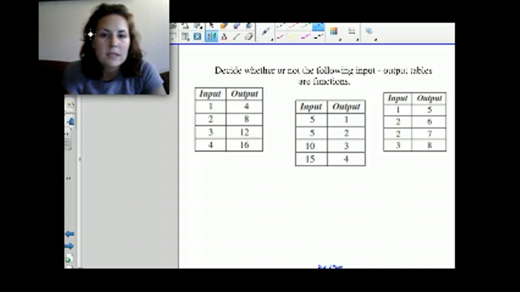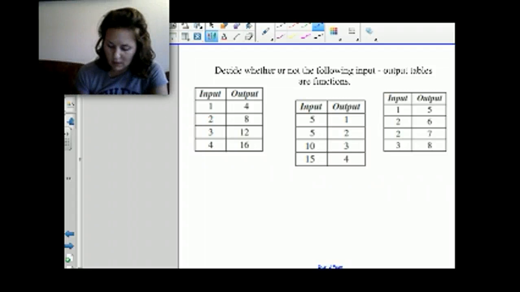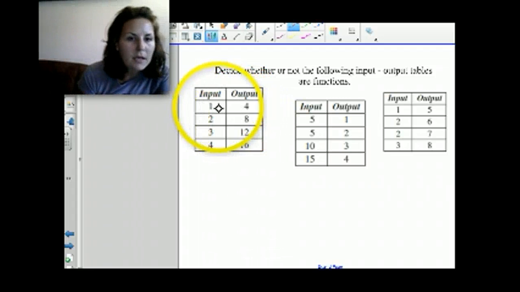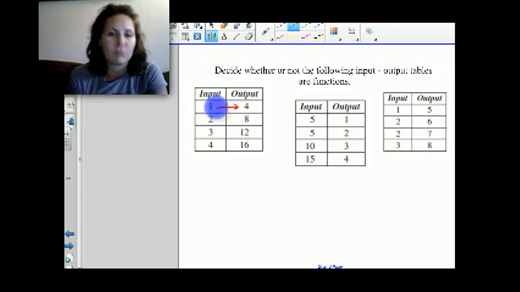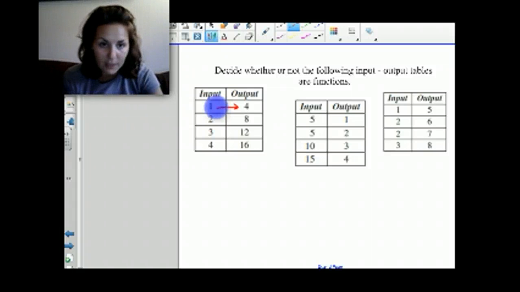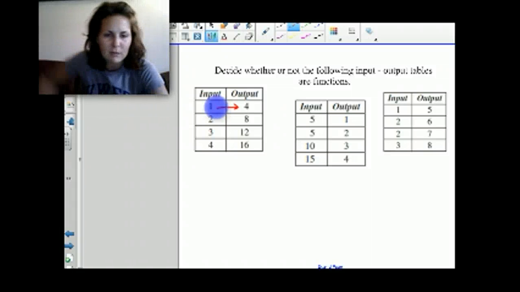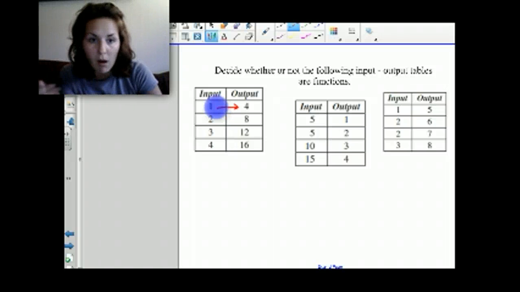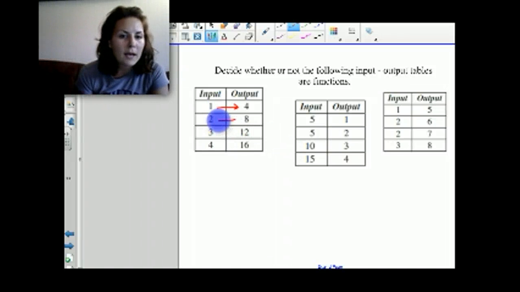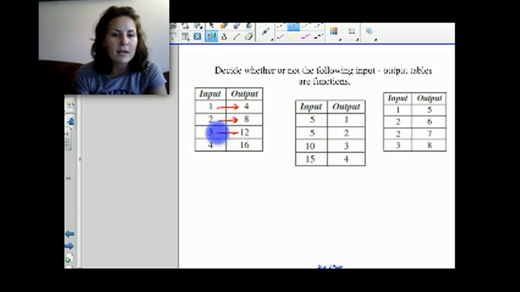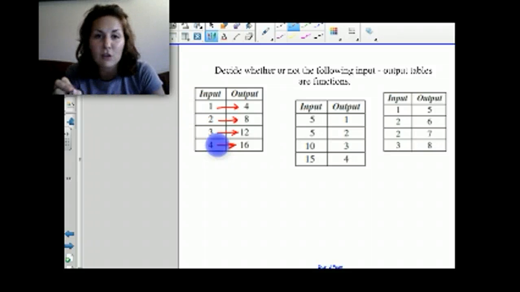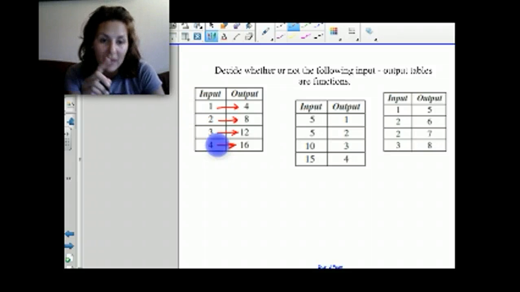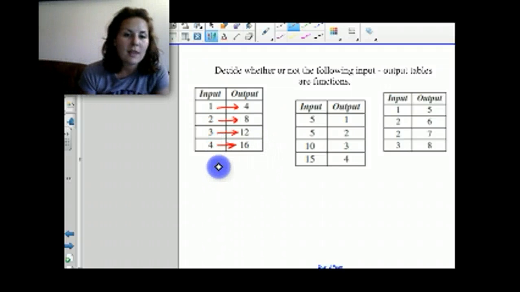For example, decide whether or not the following input-output tables are functions. Now we can use arrows. Here, my input is a 1, my output's a 4. Think of it as a giant machine. You go to the function factory, and I take a 1 and shove it into the machine, and a 4 pops out. I plug in a 2, and an 8 pops out. I plug in a 3, and I get a 12. I plug in a 4 and I get a 16. At this point, I'm not concerned with how I get the outputs, but that I have exactly those 4 arrows. This is a function.